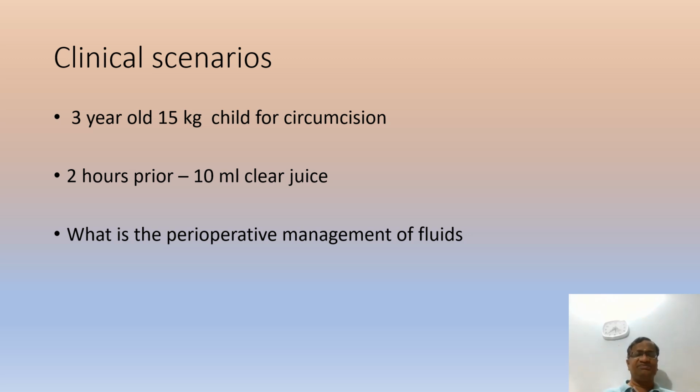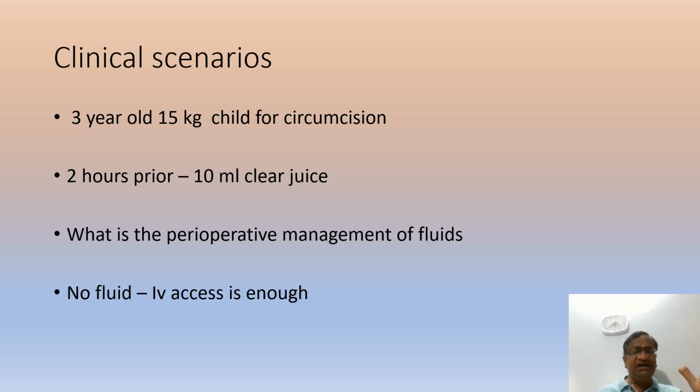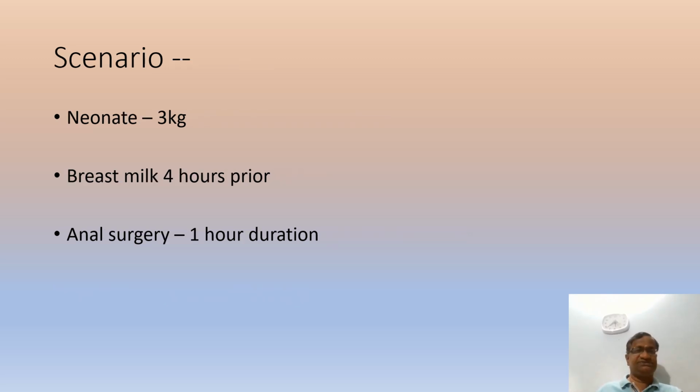Now a 3-year-old, 15 kg child is coming for circumcision, and the male has taken 10 ml of clear juice 2 hours prior. Okay, this is a small superficial surgery. The fasting guidelines are fine. So what is needed? No fluid, but just IV access is enough. Do some sedation with a local block or caudal, then get the baby out, then start breastfeeding or oral diet in 1 or 2 hours. So this patient does not need any IV fluids.